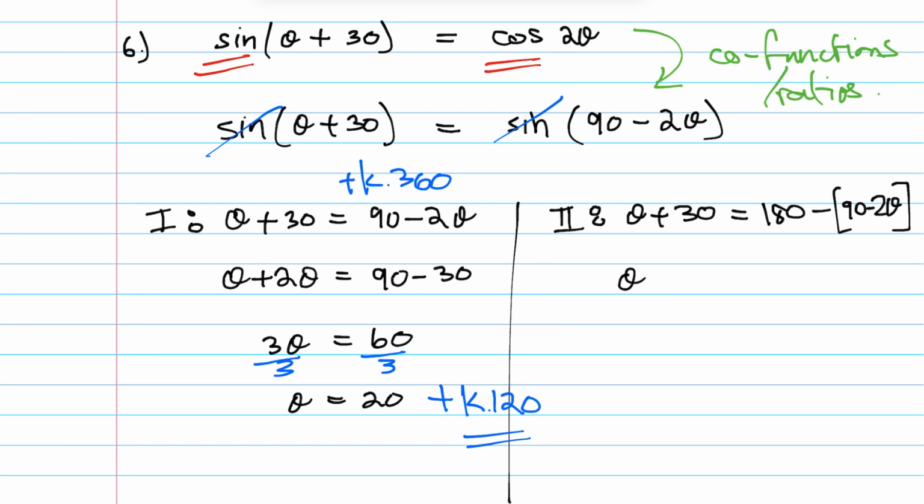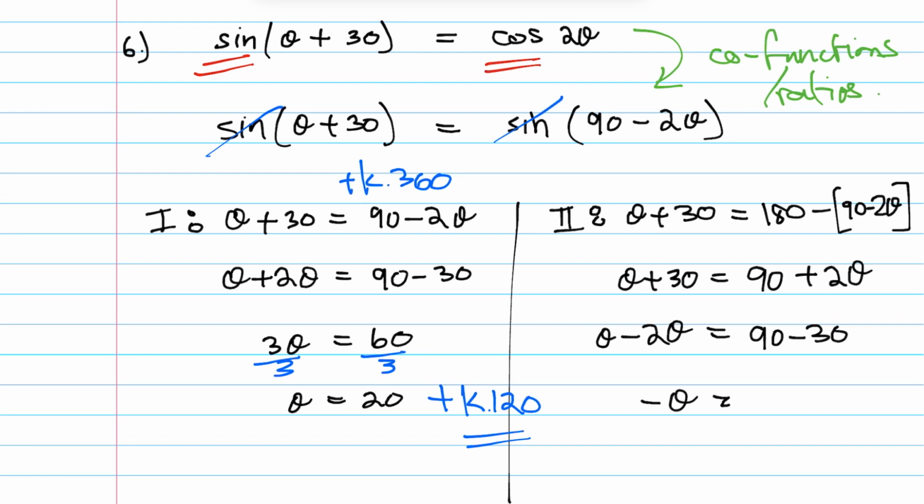Let's first simplify the left hand side there. So that's going to be 180 minus 90, so that's just 90. And then negative times negative gives us positive 2 theta. Bring the 2 theta over to the left hand side by subtracting. Also subtract the 30 degrees. And then that gives you negative theta equal to 60 degrees.